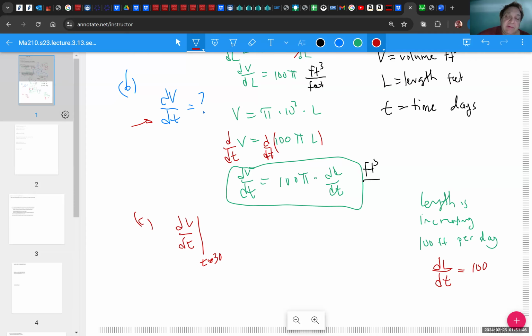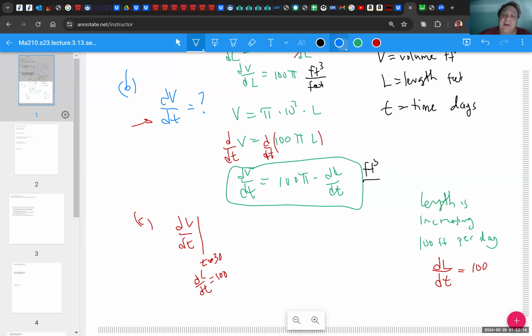You could even write down dL/dt is equal to 100 down here. That's oftentimes done. We're doing the evaluation. We're evaluating it when t is equal to 30. We're also evaluating it when dL/dt is equal to 100. So now we have to find some formula for dV/dt and then put in the information. We need to evaluate it when t equals 30 and when dL/dt is equal to 100.